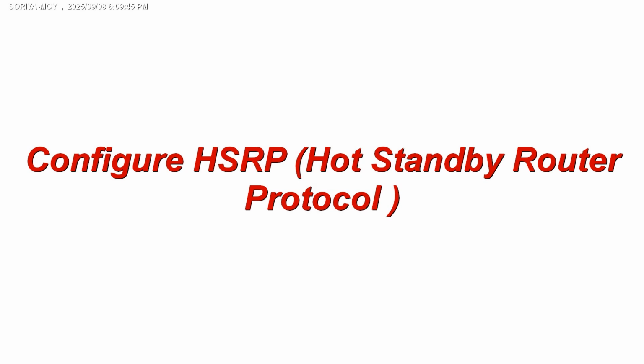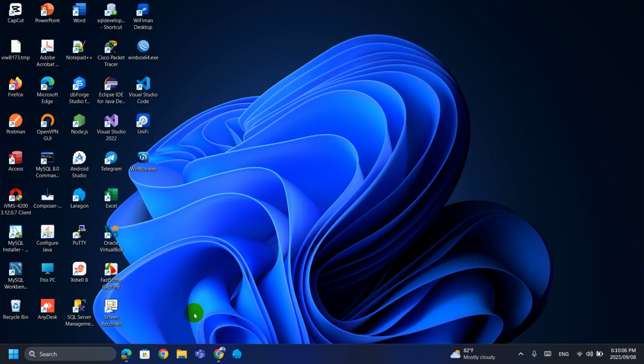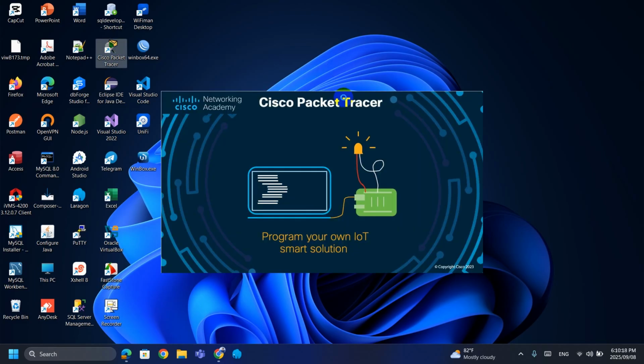Hello, today I want to share with you how to configure HSRP, Hot Standby Router Protocol. HSRP is a Cisco proprietary redundancy protocol that provides gateway high availability. If the active router fails, the standby router takes over without interrupting the network.